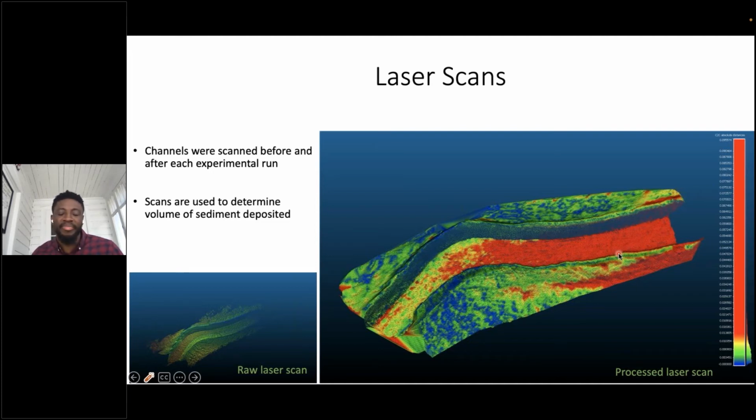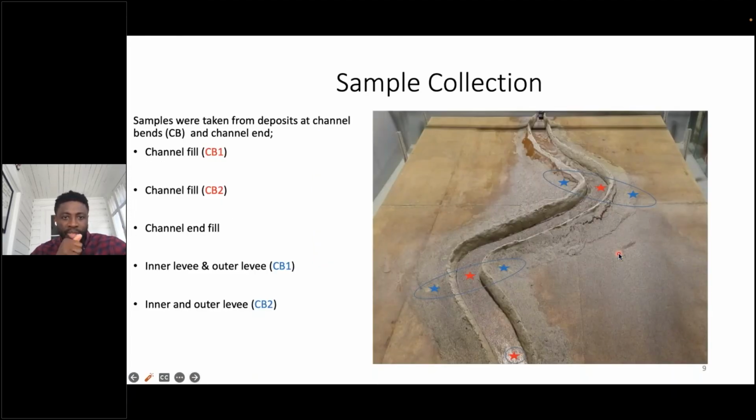But what we have is our result from our grain size analysis, where we can see some interesting trends in terms of sorting and grain size distribution. After every experimental run, we let the sediment settle and get deposited. We empty the basin, and then we collect samples for grain size analysis. We collect samples from the channel bends, channel bend 1 and channel bend 2, and also from the most distal part of the channel, which I have termed the channel end.